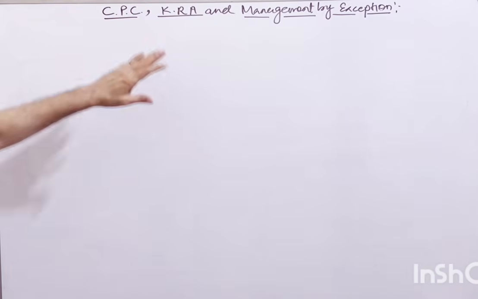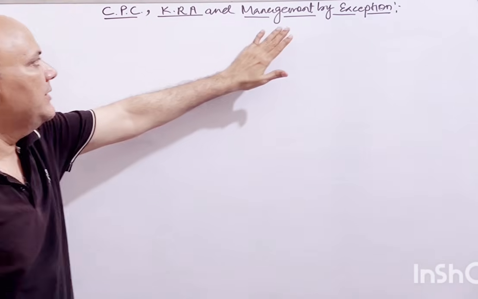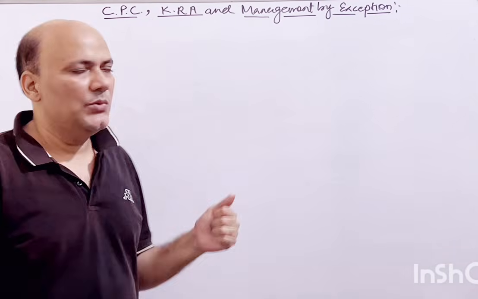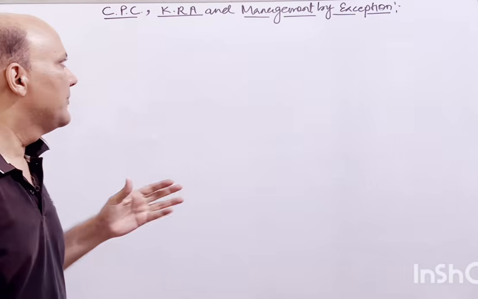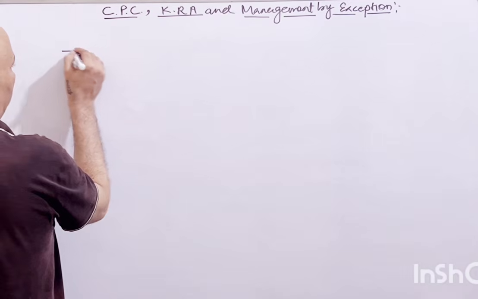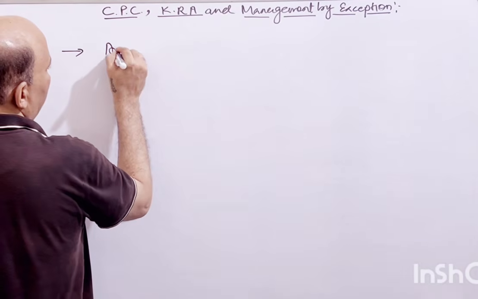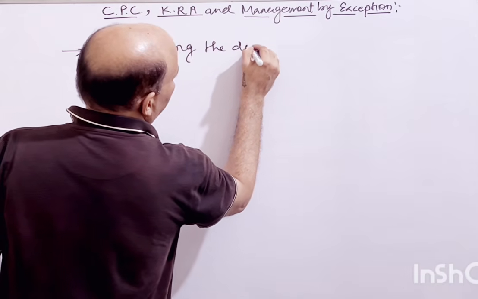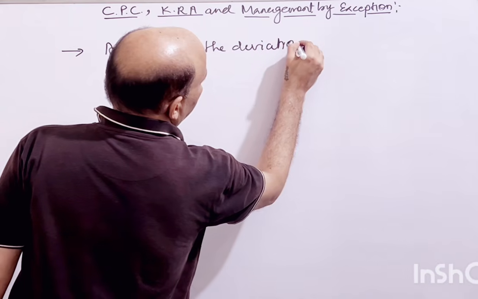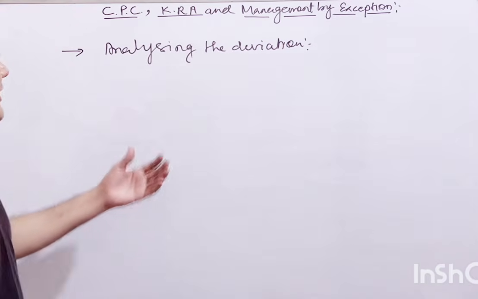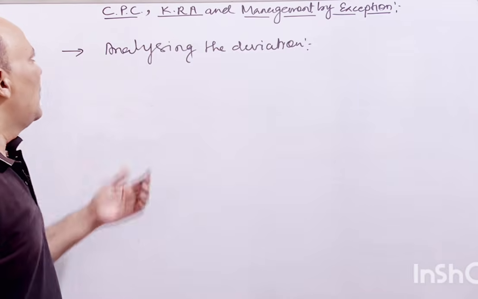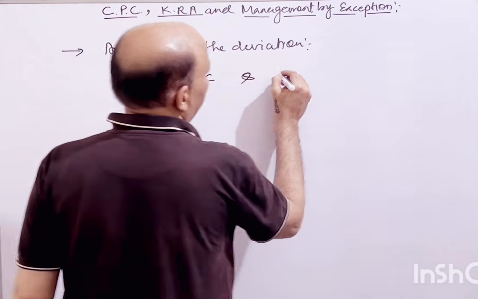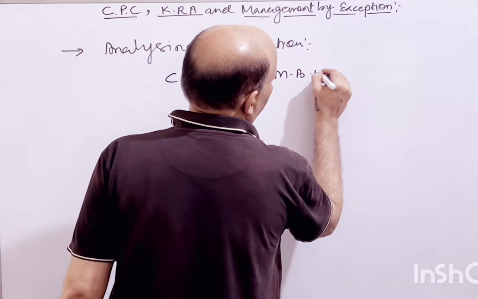Hi all, today we are going to study the CPC, KRA and management by exception. So you must have studied the chapter called controlling in your syllabus, and in that there is a step in the controlling process that is called analyzing the deviation. Then you have different tools to analyze the deviation. One tool is CPC, and the other one is MBE, that is management by exception.